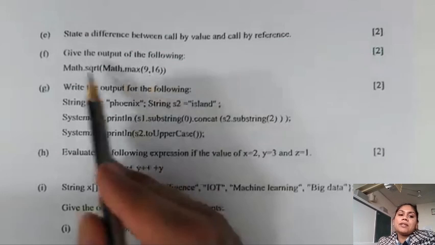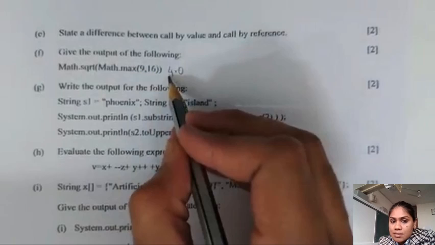Next, question number F is, give the output of the following: Math.sqrt(Math.max(9, 16)). First of all, it will solve the inner bracket. The inner bracket has the function max. So the maximum value between 9 and 16 is obviously 16. And then we have to evaluate the square root of 16, which is 4. It is 4.0 because it always takes the floating case. So we have given the value as 4.0.